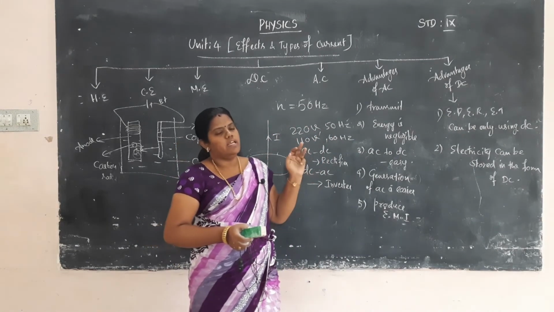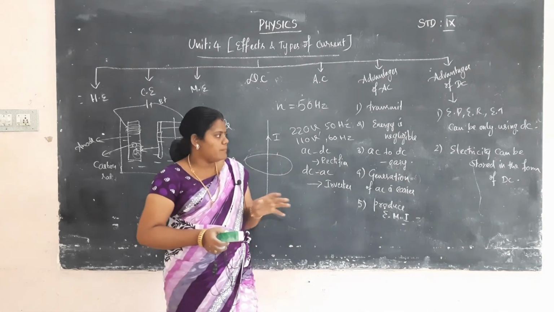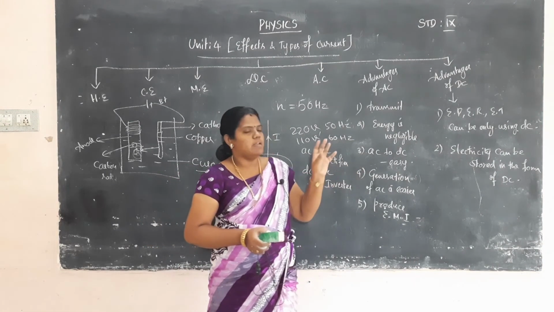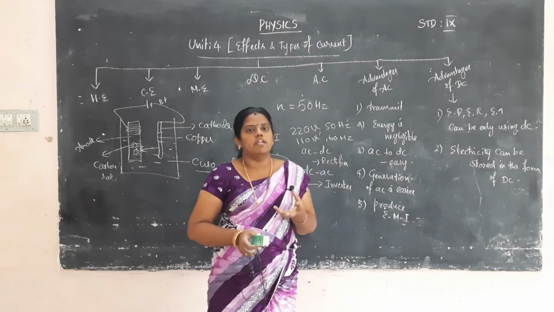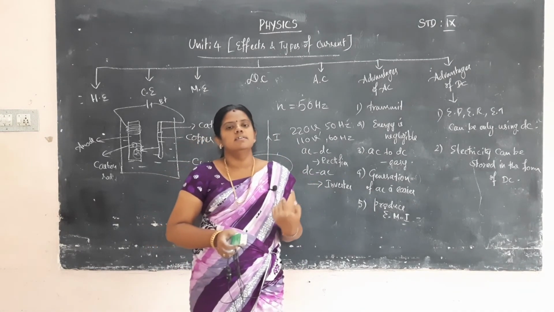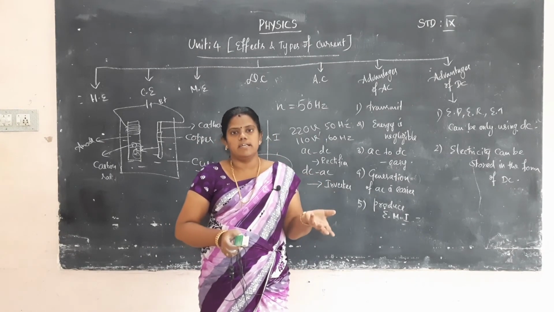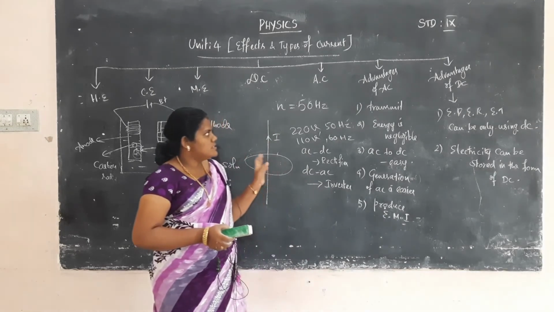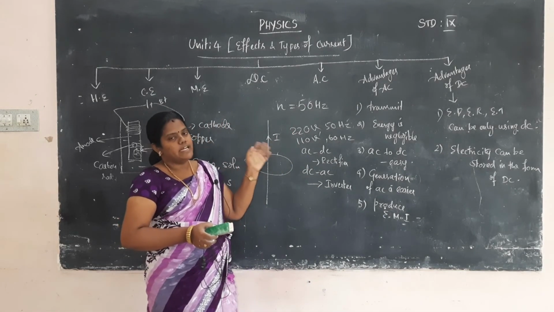Electroplating, electrorefining and electrotyping are all done only by using DC. Then electricity can be easily stored in the form of DC. So the battery is used all the time to store electrical energy. After the power cut, the battery is used to give alternating current in our home. Okay, these are the effects and types of current.